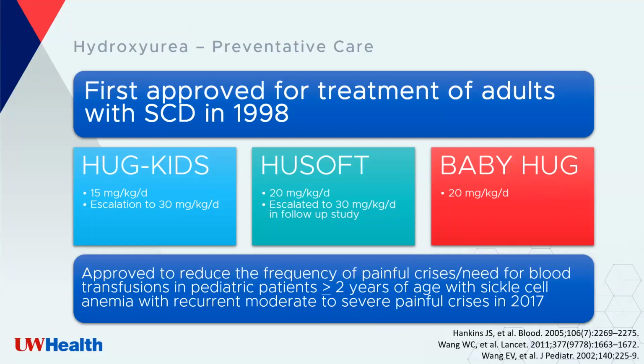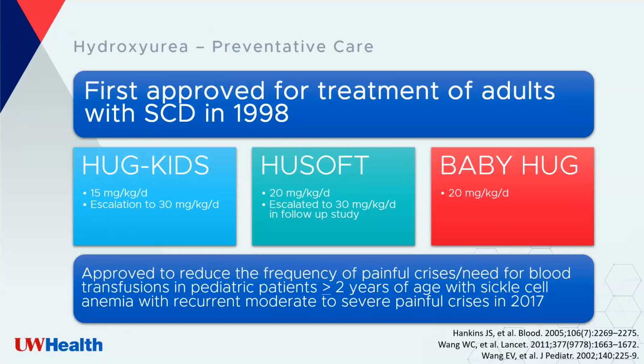The HuSoft trial noted here had a slight difference, as the dosing was 20 mg per kg per dose, and it was escalated to 30 mg per kg in a follow-up study to help determine the implications of that dose escalation. But the HuSoft study also demonstrated short-term feasibility of hydroxyurea administration and established noted toxicities, hematologic effects, and also the effect on spleen function within infants with sickle cell disease.